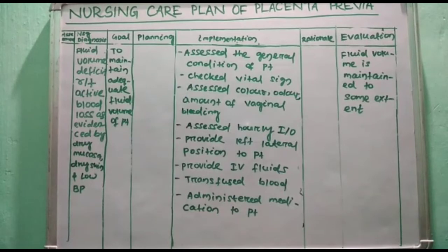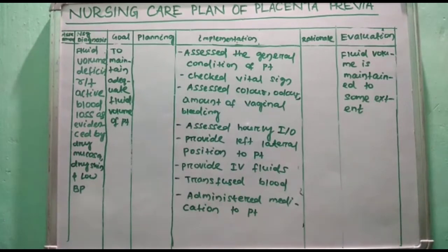Then the nursing diagnosis is altered nutrition related to disease condition as evidenced by weight loss. Here in implementation we assess the general condition of the patient, then we assess the vital signs of the patient, then assess the weight of the patient and check the likes and dislikes of the patient about diet. The next implementation is encourage the patient to take an adequate nutritious diet as well as adequate fluid.